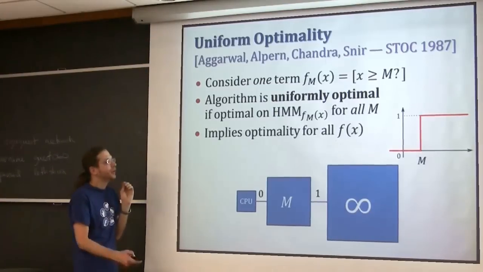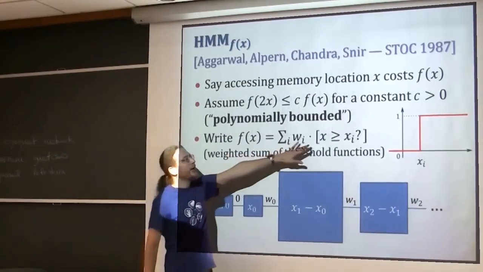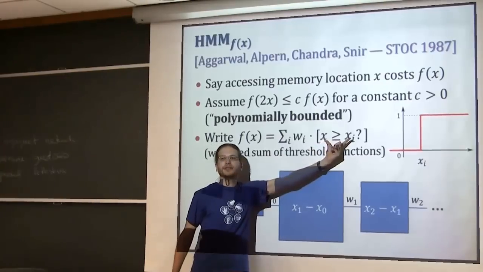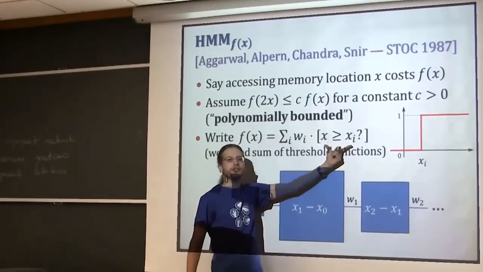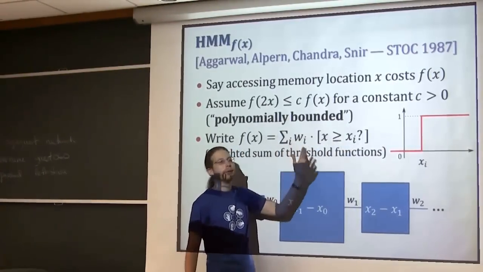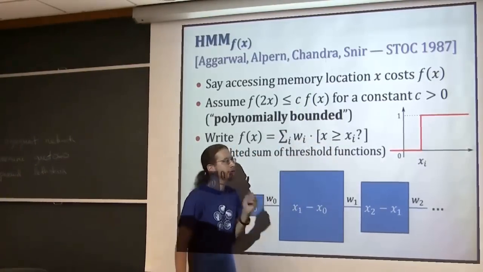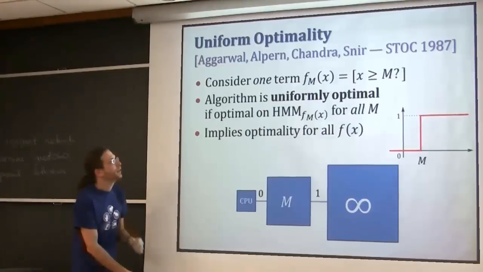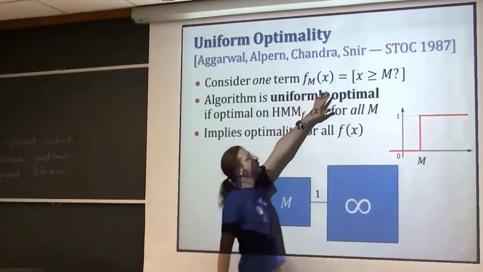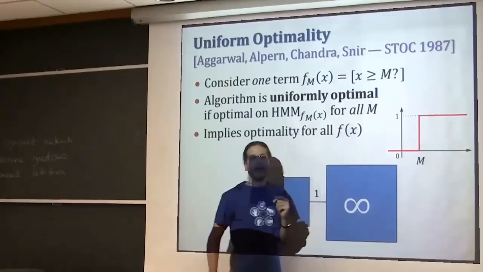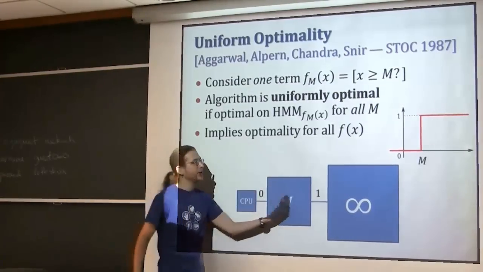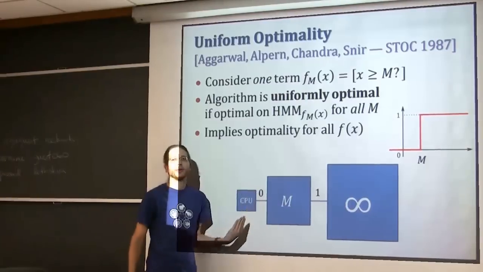Okay, so fine. So we have to solve this weighted sum, but let's just look at one of these. This is kind of the canonical function. The rest is just a weighted sum of them. And if you assume this polynomial bounded property, really it suffices to look at this. So this is called f sub m. We look at when we pay 1 to access anything beyond m, and we pay 0 otherwise.